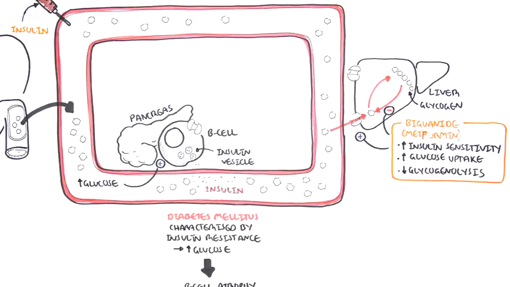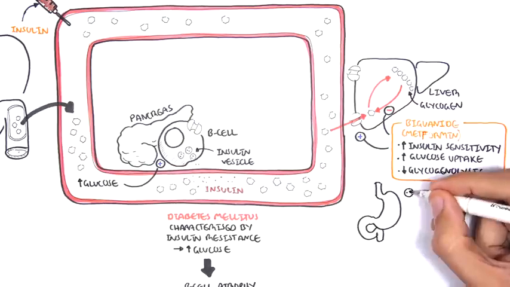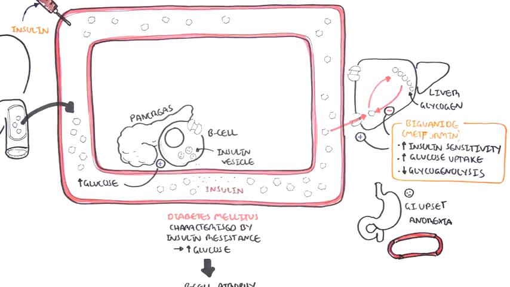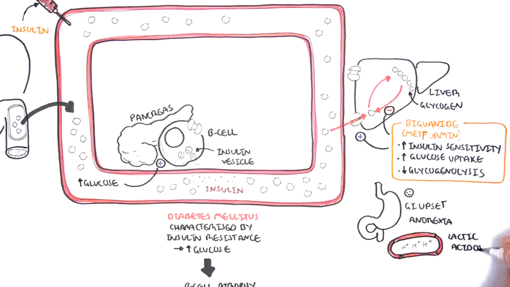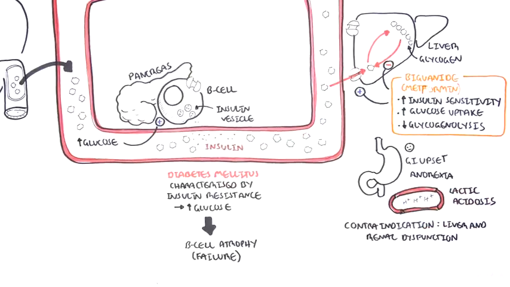The side effects of metformin include mainly gastrointestinal upset, anorexia, and a very important condition, lactic acidosis. Contraindications are for those who have liver and renal dysfunction. So you don't use metformin for these patients, or you have to be wary.